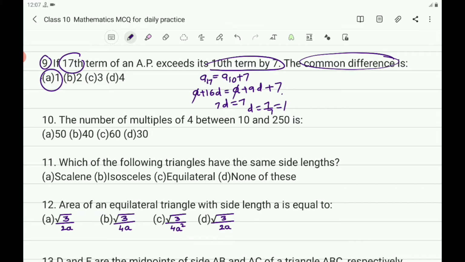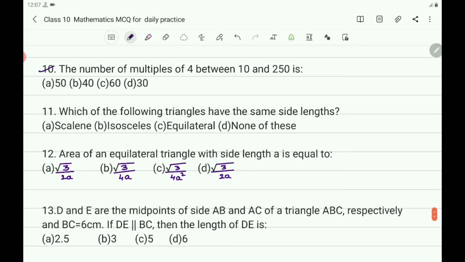Then take the next question. Question number 10. The number of multiples of 4 between 10 and 250 is... Multiples of 4 between 10 and 250. Here the first multiple between 10 and 250 is 12, then 16, and so on. The last multiple: 250 by 4, 4 sixes are 24, 4 twos are 8, remainder 2. So 2 less than 250, that is 248.